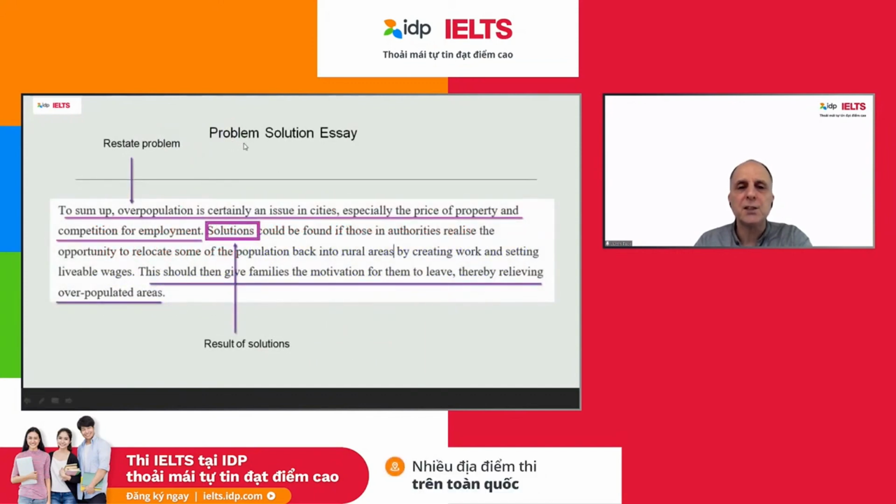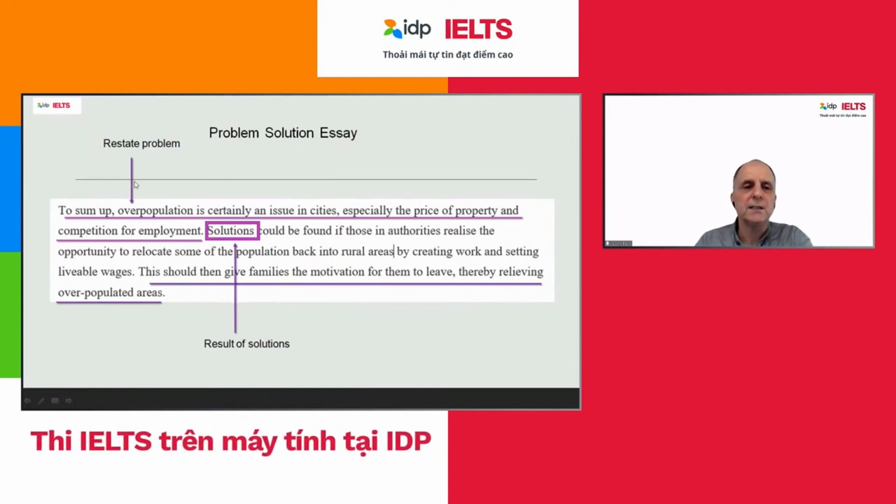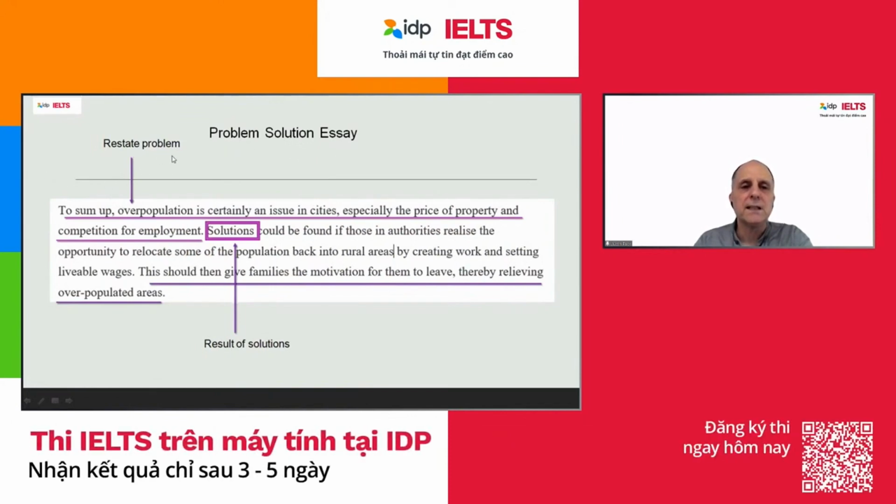Sometimes you have discussion essays or problem-solution essays. For these, restate the problem again and restate the solutions here. And if you are under 250 words, simply add something under opinion: "This should then give families the motivation to leave, thereby relieving overpopulated areas."